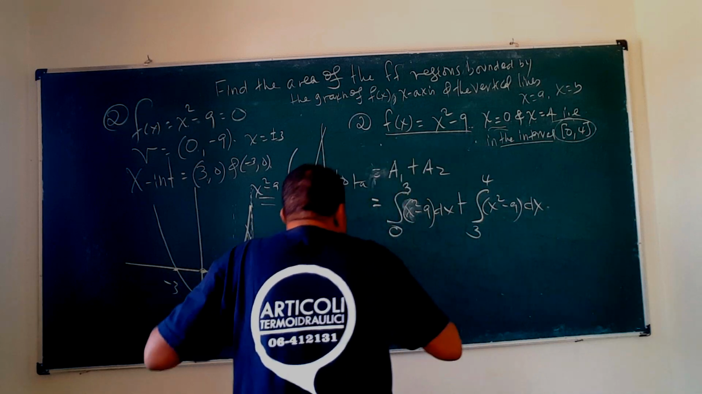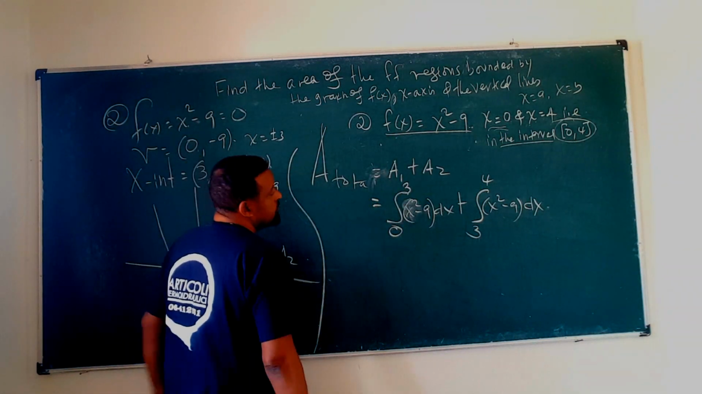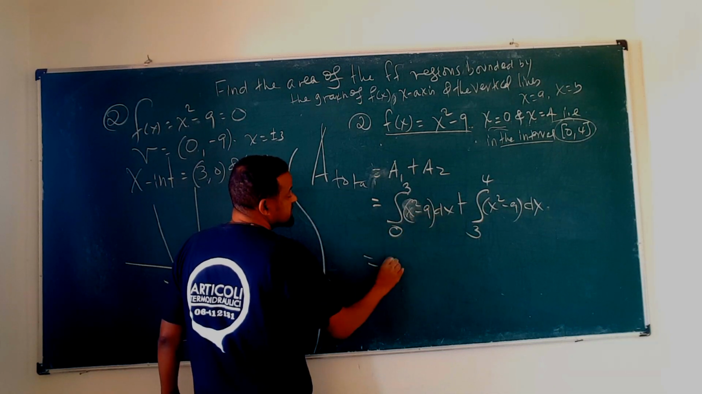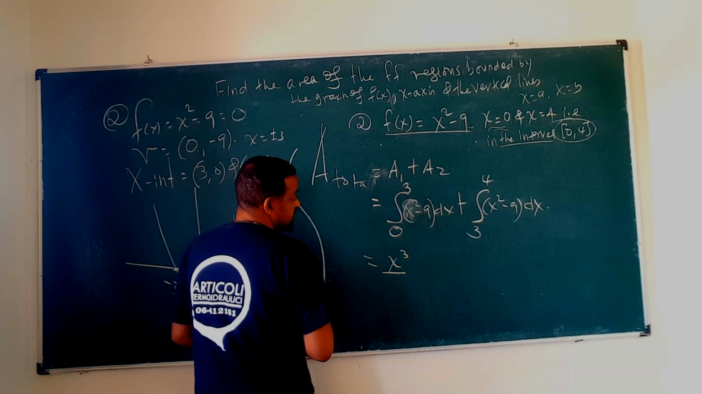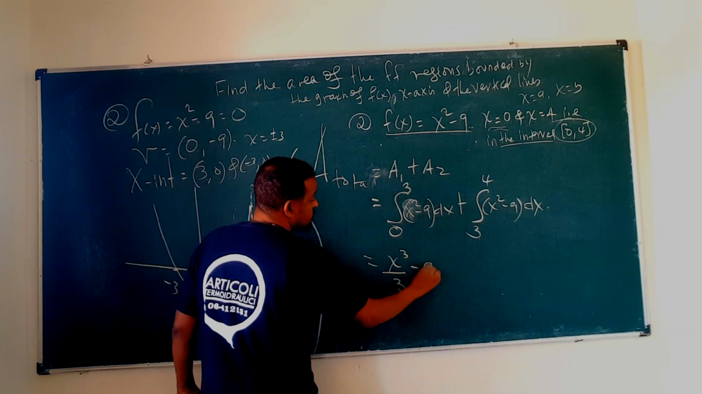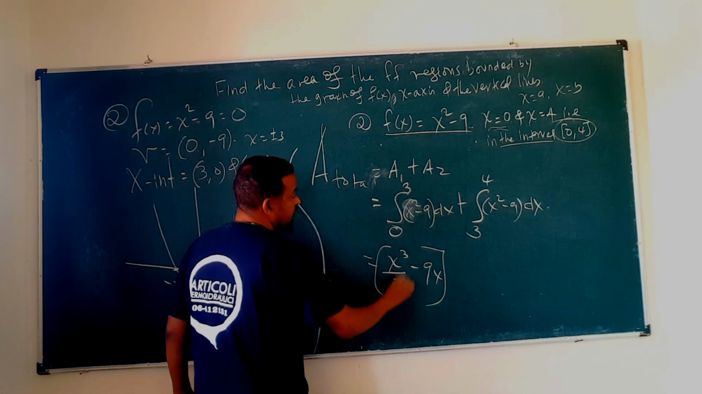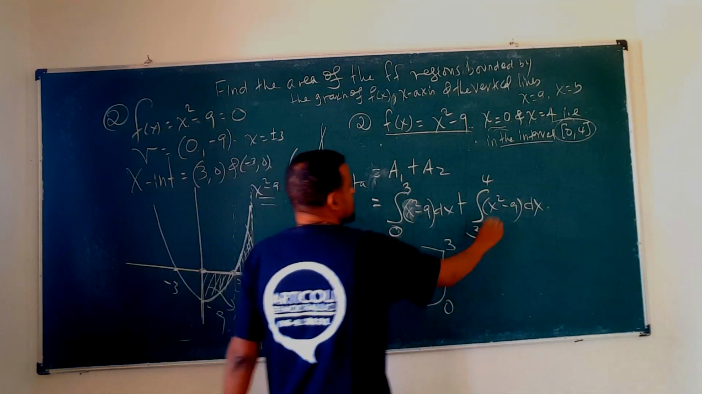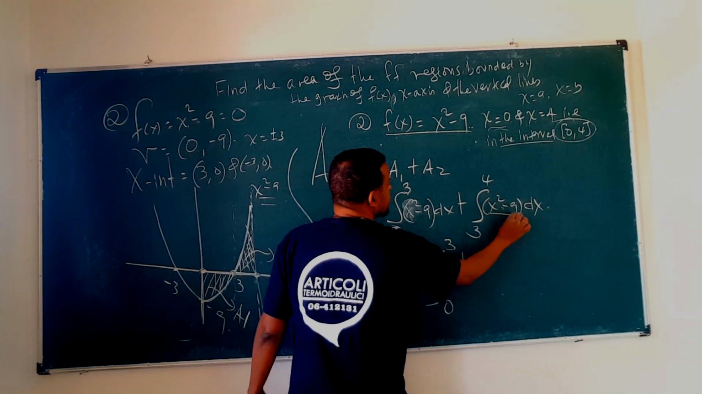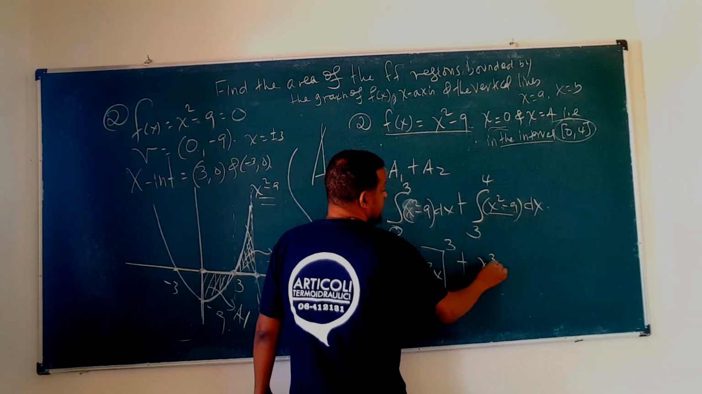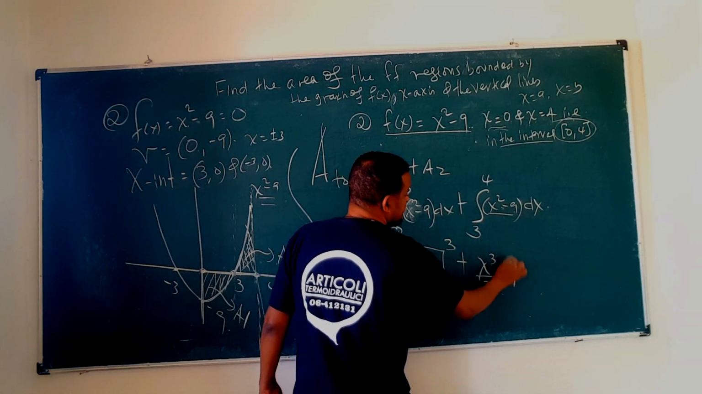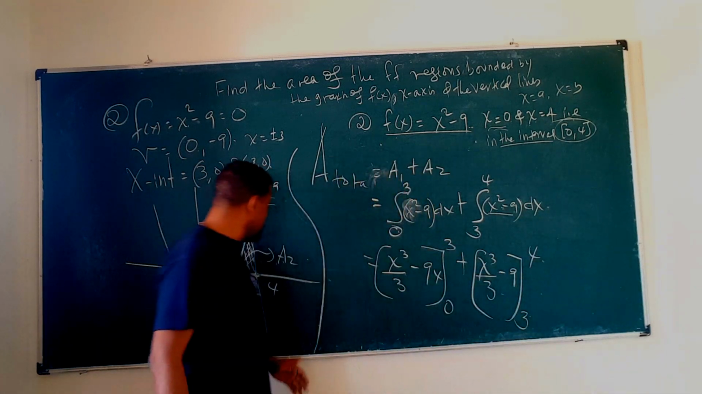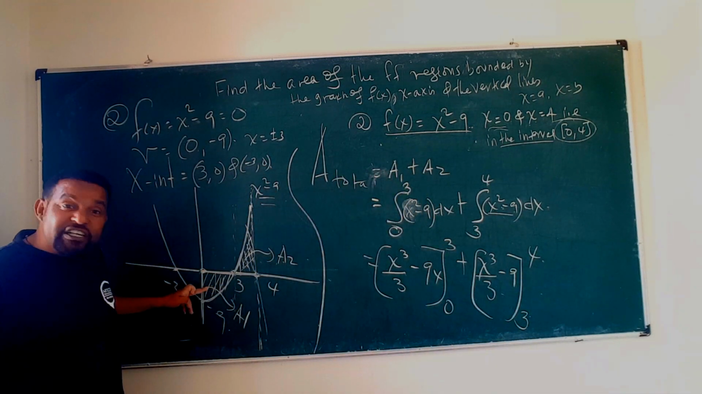ቢከፋፈልም ስሞል ኤሪያስ ፈልገን የቶታል ኤሪያውን ዋጋ ማግኘት እንችላለን. So what is the integral of x squared minus 9? It is x cubed over 3 minus, of course, 9x from where to where, from 0 up to what, 3, plus what about this one? The integral of this one is what, similarly, which is x cubed over 3 minus 9x from where to where, from 3 up to what, from 3 up to what, 4.